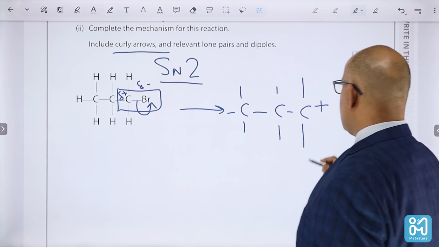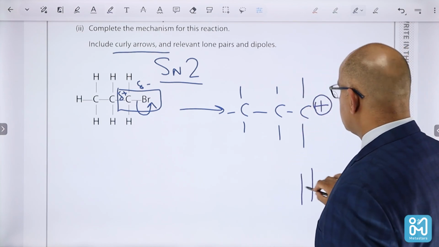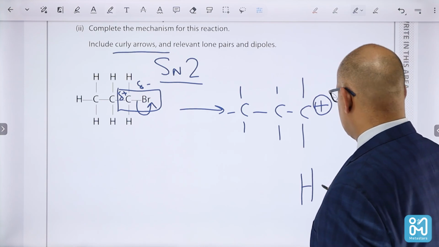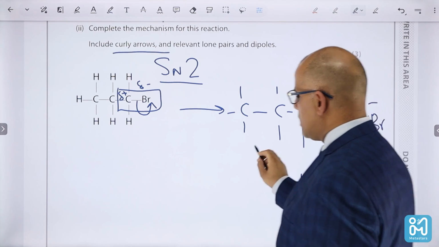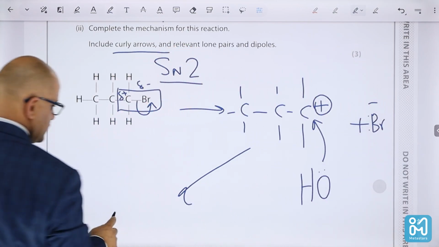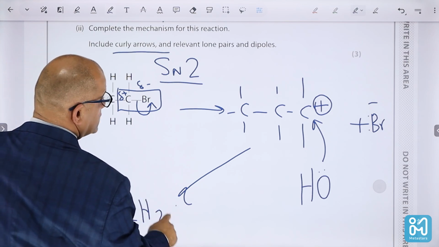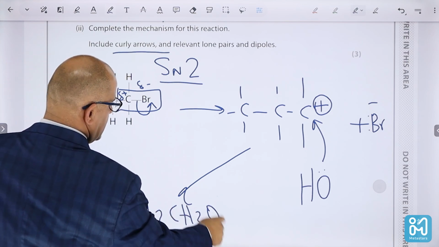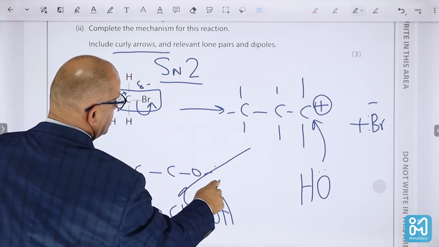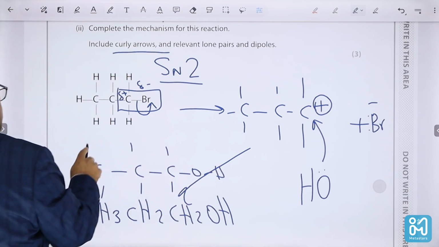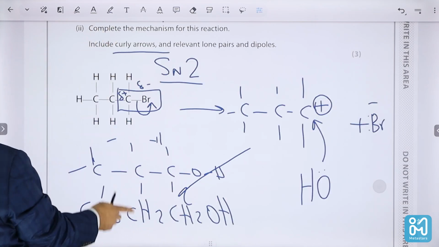This is the transition state with Br minus, that's the intermediate. Then the OH, which comes from the mechanism, will show the product, and this will go to CH3CH2CH2OH, but you shall draw it in a displayed formula as you started, with all hydrogens.